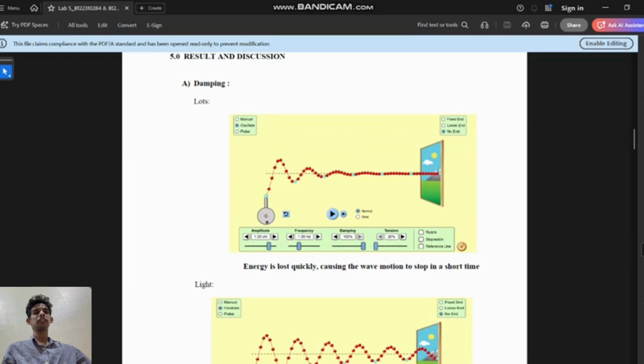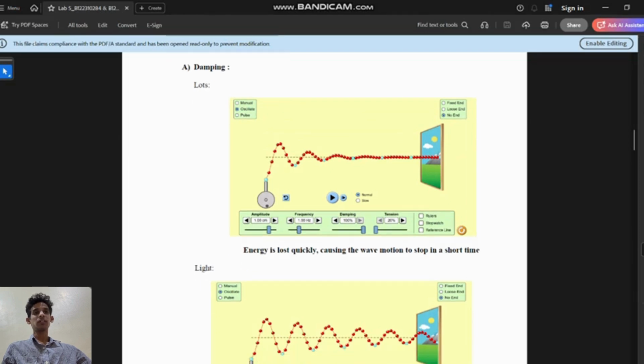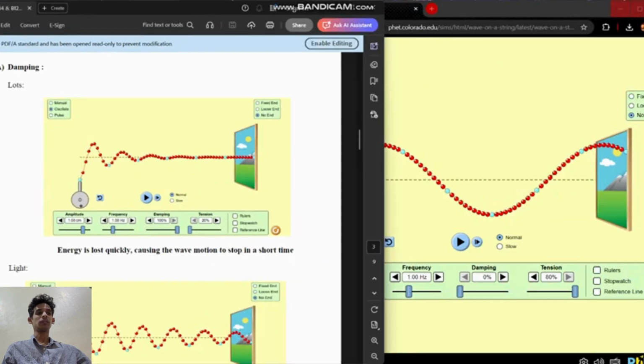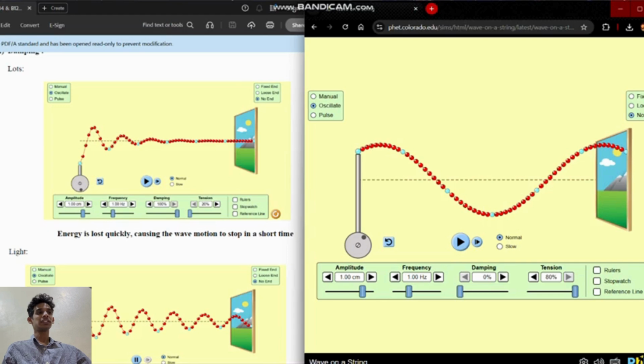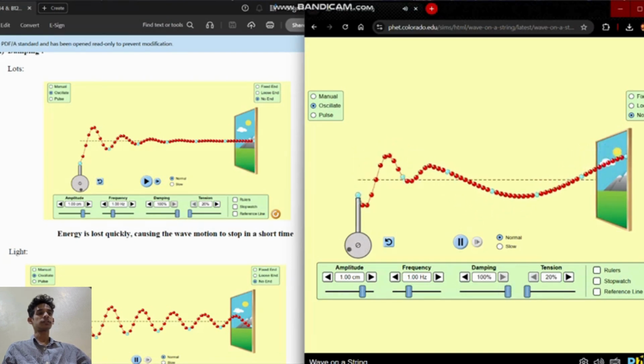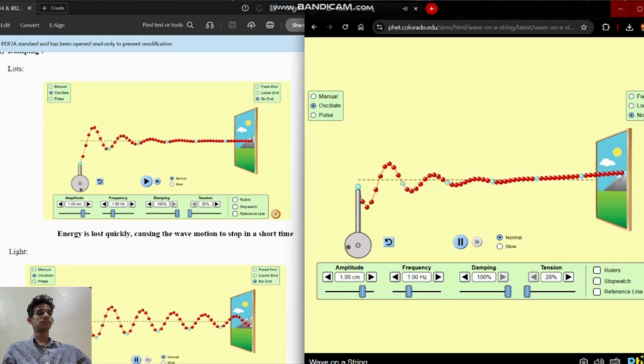Okay, we start with the damping result first. The first one is the loss. It shows the energy is lost quickly, causing the wave motion to stop in a short time. Okay, we will see the simulation here. We set the amplitude to 1 centimeter, decrease the tension to 20%, and set the damping to 100. Okay, start.